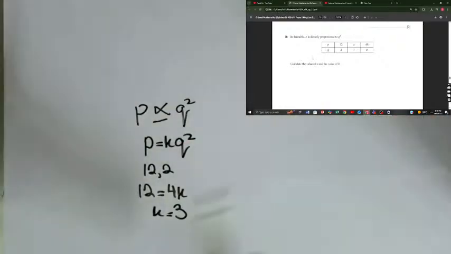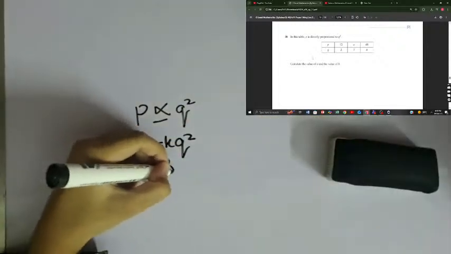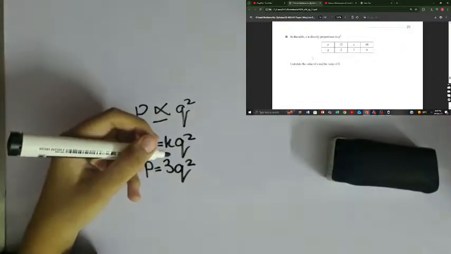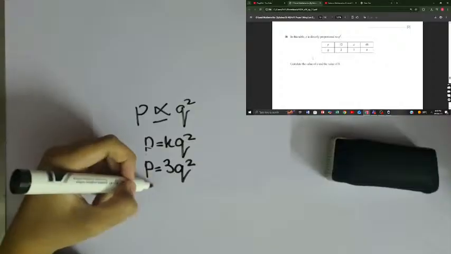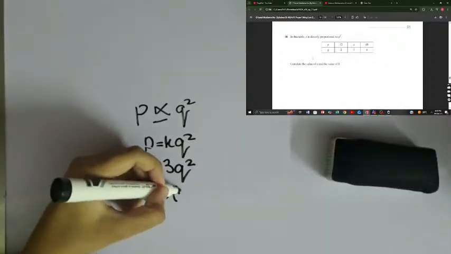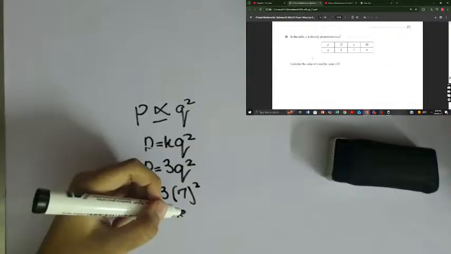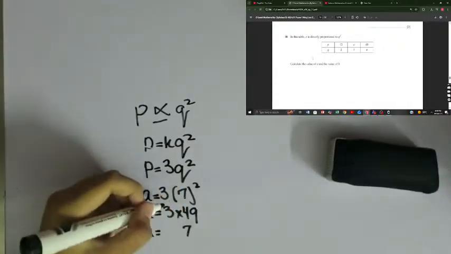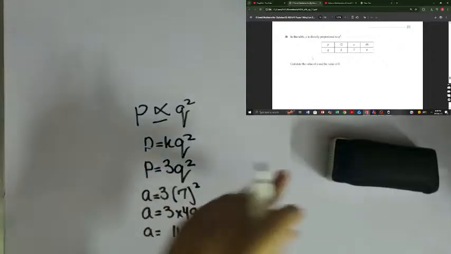Now let's substitute this back into our original equation. If K is 3, then P is equal to 3Q square. Now, they're asking us to find the value of A and the value of B. So first, let's substitute Q as 7 and P as A. So A is equal to 3 times 7 square, which is 3 times 49. And that is 7 times 3 is 21, 4 times 3 is 12, 14, 147. So A would be equal to 147.